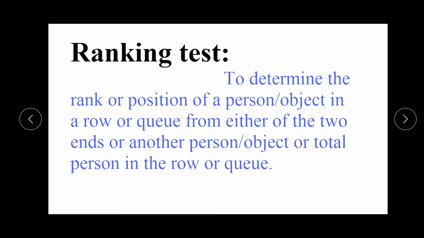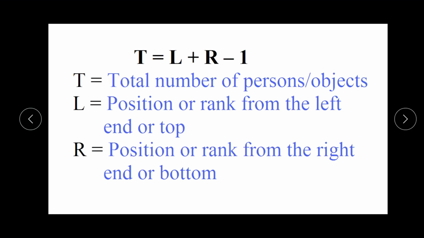The second test is the ranking test. It is used to determine the rank or position of a person or object in a row or queue from either of the two ends, or from another person or object, or the total persons in the row or queue. It means we have to find the position of a person or object from either end in a queue or row, or from another person given in the row or queue.